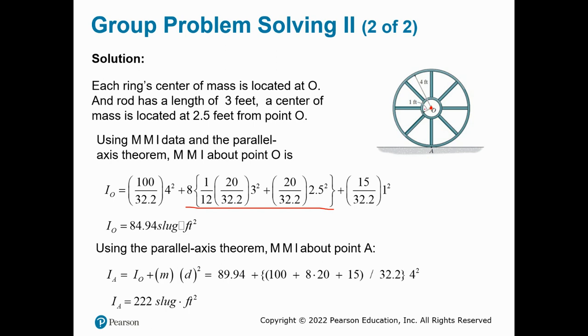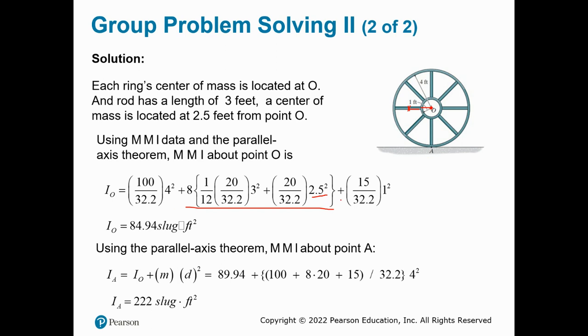From the center, we know the radius of the ring in the middle is 1 foot. So 1 foot plus half of the length of the rod. The rod total is 3 feet, and half of it is 1.5. 1.5 plus another 1 foot, which is the radius of the ring in the middle, gives us 2.5. That's where that 2.5 comes from. And then we have 8 of them.